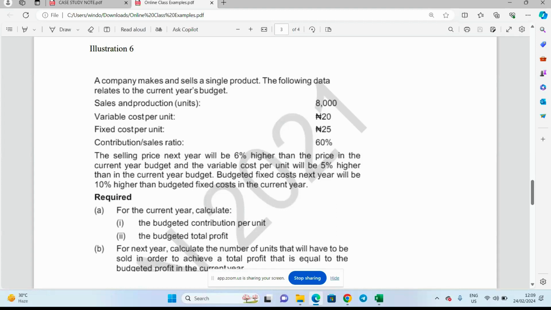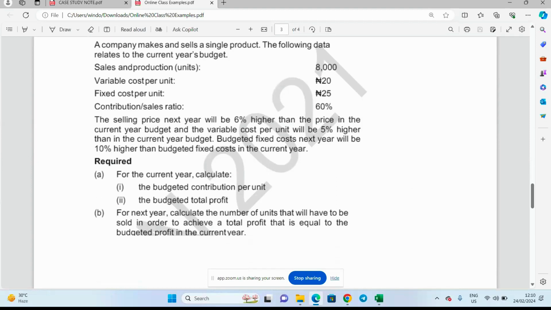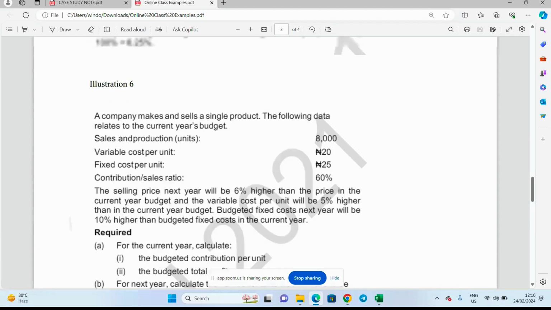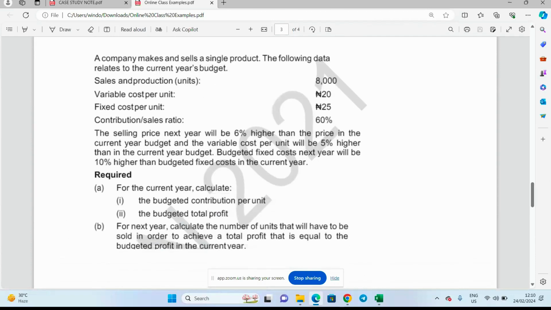Budgeted fixed cost next year will be 10% higher than the budgeted fixed cost in the current year. Required: for the current year, calculate the budgeted contribution per unit and the budgeted total profit. For the next year, calculate the number of units that will have to be sold in order to achieve a total profit that is equal to the budgeted profit in the current year. This is the more complex one, but we'll make it simple.